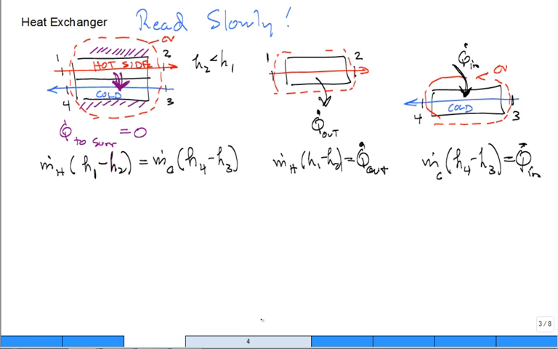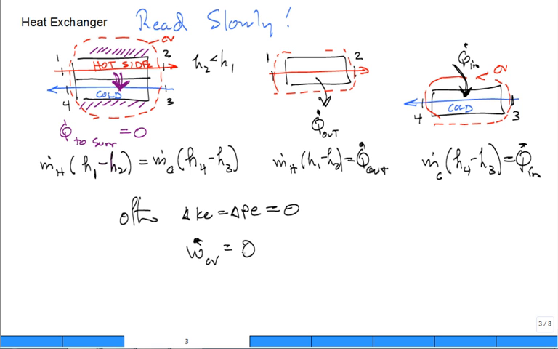All right. Often I fail to mention this. Often the change in kinetic and the change in potential energy are neglected for heat exchangers. That's a standard assumption. And for a heat exchanger, is there any shaft work cutting across the boundary? No. There's no shaft work cutting across the boundary. So I should have mentioned those earlier. All right.